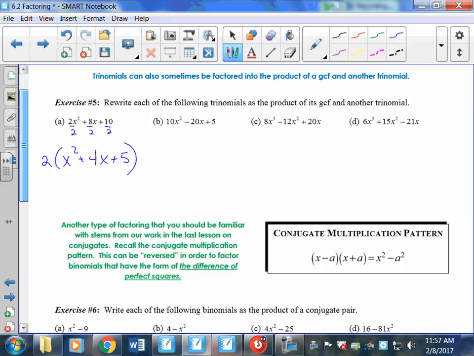Taking a look at B, it's pretty obvious that we're going to take out a 5 and be left with 2x squared minus 4x plus 1. Please make sure, remember what that means. If you start with 3 terms, you better end with 3 terms, because 5 divided by 5 is 1.